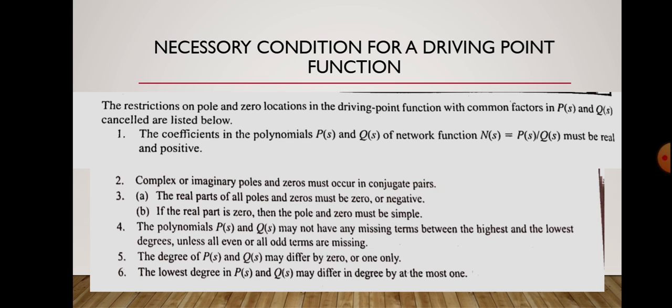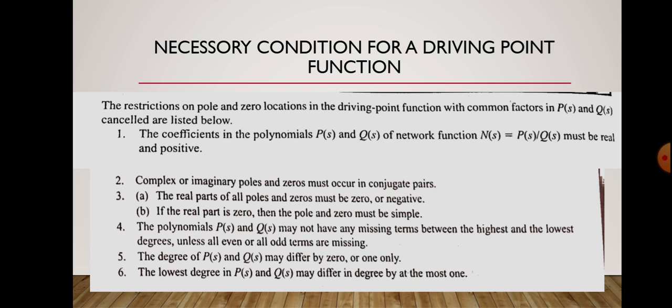So these are the properties of the transfer functions. And next we will go to the necessary conditions for a driving point function. It will be helpful for doing the problems. These are the restrictions on pole and zero locations in the driving point functions, with the common factors in P of S and Q of S cancelled out. We have a driving point function in the form of P of S by Q of S.